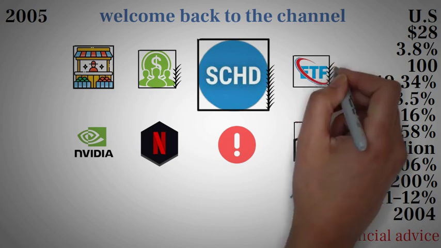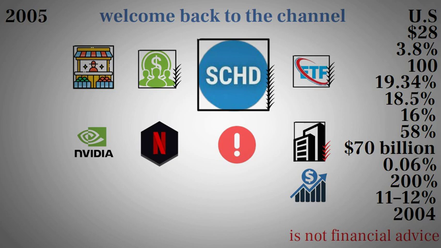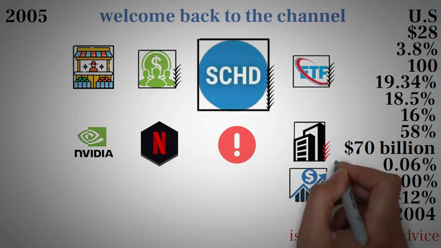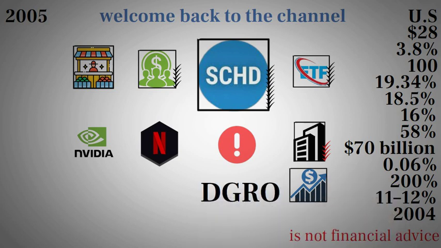Third, the ETF's focus on defensive sectors like energy, consumer staples, and healthcare adds another layer of protection, ensuring that dividend income is more reliable even during economic downturns. Let's take a closer look at some other ETFs in the dividend income space. First, there's the iShares Core Dividend Growth ETF, DGRO.